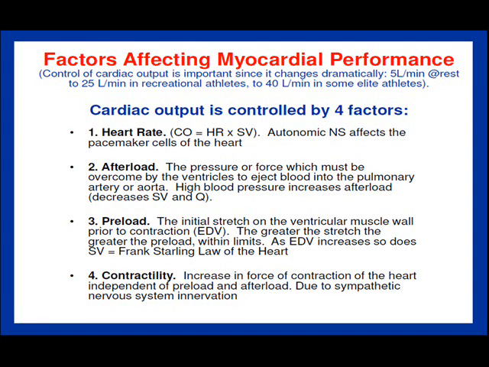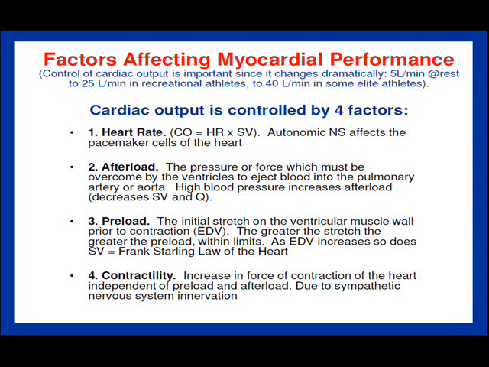Control of cardiac output. We can go from 5 liters per minute at rest to up to 25 liters per minute in recreational athletes and up to 40 liters per minute in some elite athletes. So if you're talking about an elite athlete, that's a 35 liter per minute change. Think about that. It's tremendous. And that cardiac output is controlled by 4 factors. We'll talk about them: heart rate, afterload, preload, contractility.